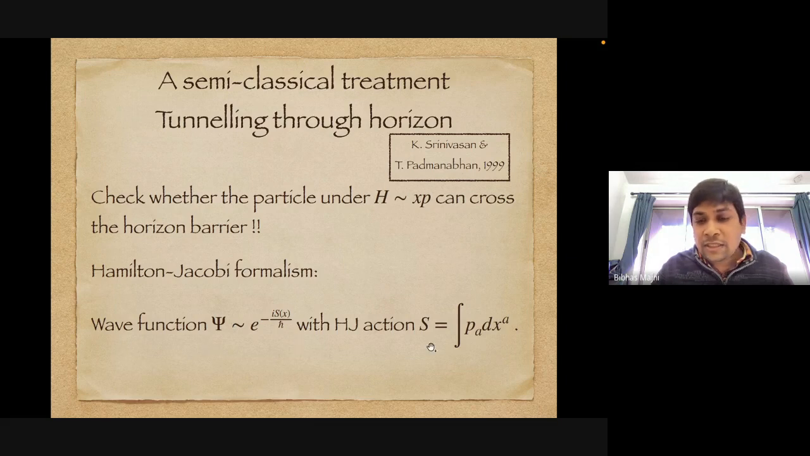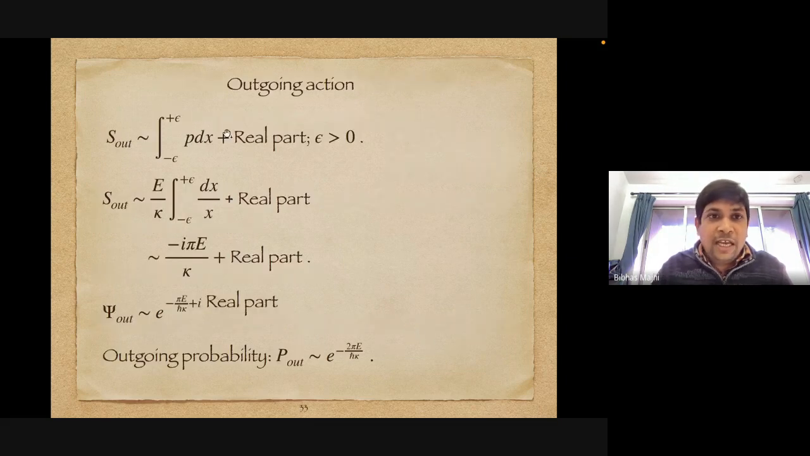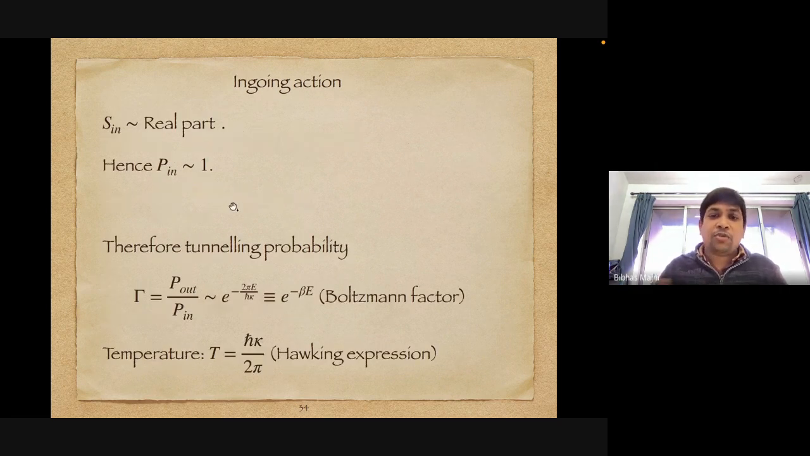For that, we took the Hamilton-Jacobi formalism, and we calculated the outgoing action and ingoing action. These are standard things. For the outgoing path, the outgoing wave function or outgoing mode has this structure. Since it has a singularity at x equals to zero, if you consider the mode crossing just the horizon, just behind to the outside, then it will pick up an imaginary part, and that imaginary part will give you a real part in the wave function, and then you will have a finite probability of the outgoing particle escaping from the horizon. I will come to a much more rigorous calculation for this Hamiltonian in a different way, but this is just a starting point. Although it is not rigorous, it gives you some hints.